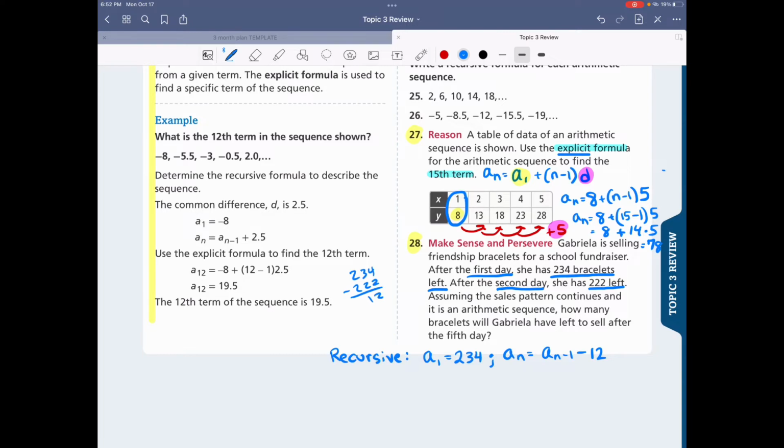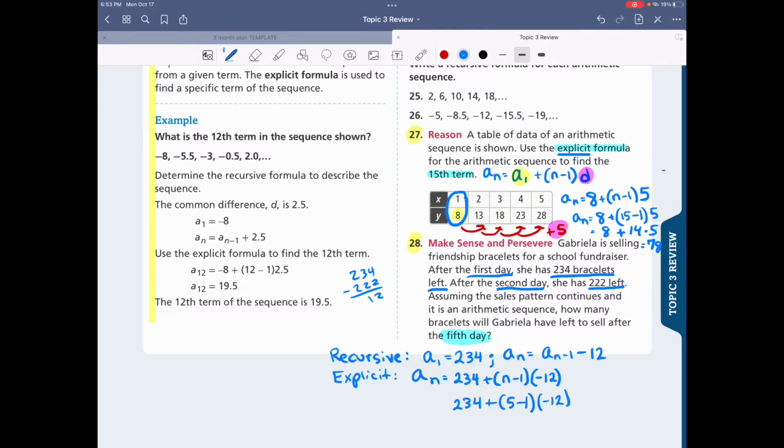All right. The explicit formula is a sub n is equal to the first term, which is 234, plus n minus 1, and the common difference is negative 12. Since it's negative, I'm going to put it in parentheses. For the 5th day, after the 5th day, we want to know how many she has left to sell. So let's plug in 5 to the explicit formula. 234 plus 5 minus 1 times negative 12.